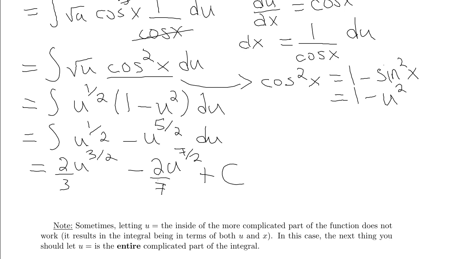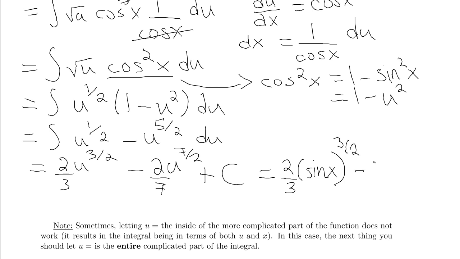So the last step, the final step 3, so we found our antiderivative, but we want to now plug back in our original choice of u. We want it to be in terms of x, our final answer. So we're going to have 2/3, and then we're going to have sine x to the power of 3/2.